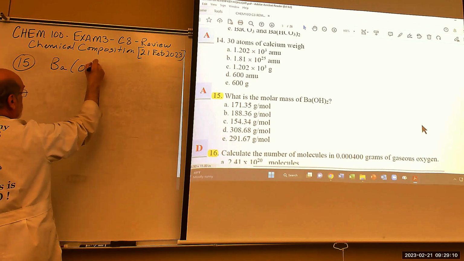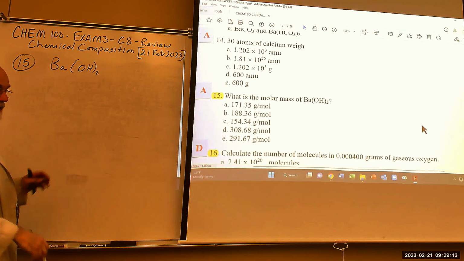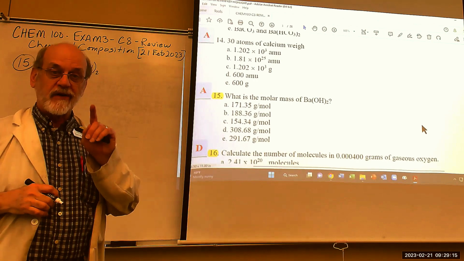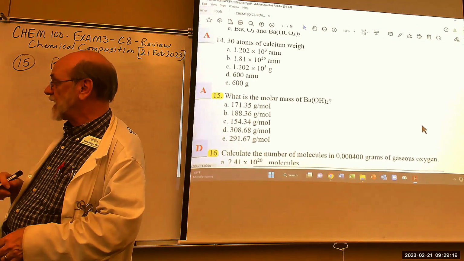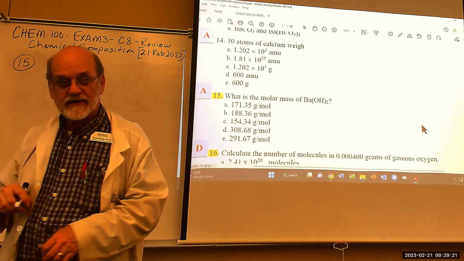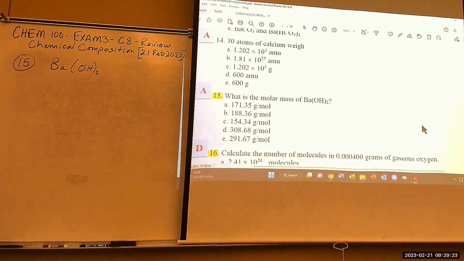This is actually simpler than the ones we've been doing. You have to know where barium is, right? You'll find it in the second column, the alkaline earths, and it's a big, big atom. 137.327, 137.3.